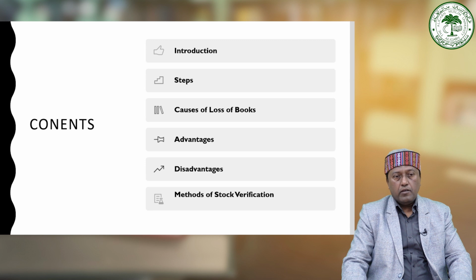I'll be discussing the stock verification under this content. I will introduce the concept. I will tell you the steps how to verify the stock. Then we will try to assess the causes of loss of books. I will tell you the disadvantages, advantages, and different techniques, different methods of verifying the stock in the library.